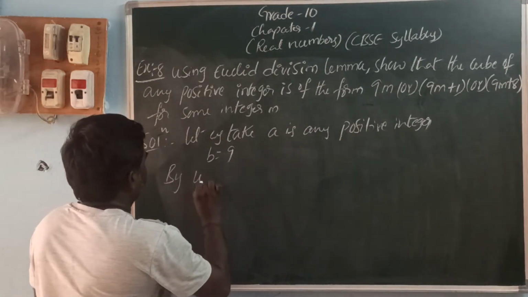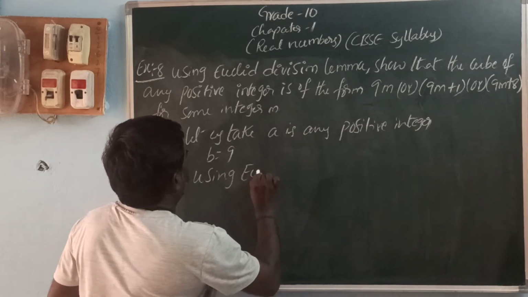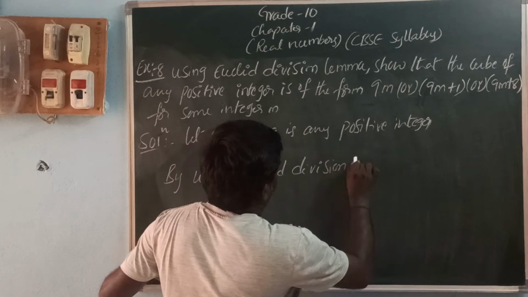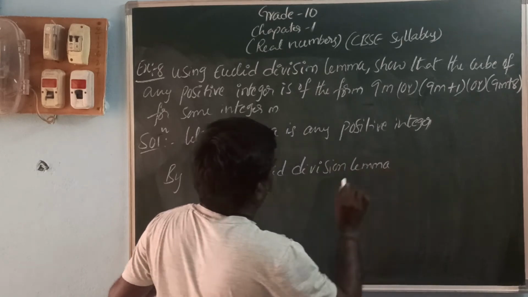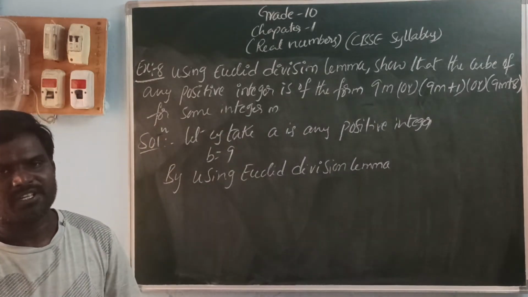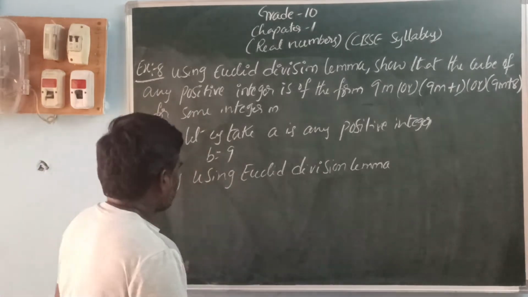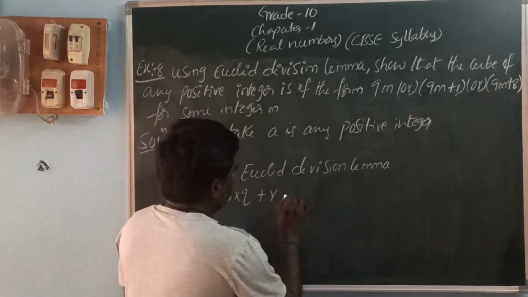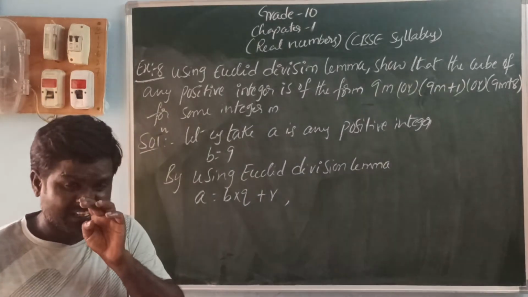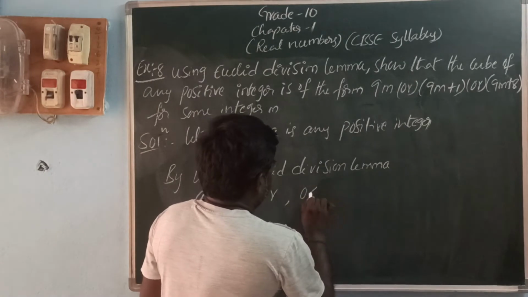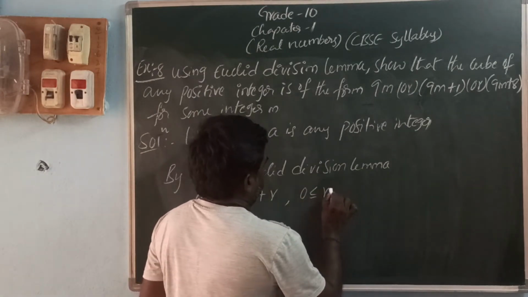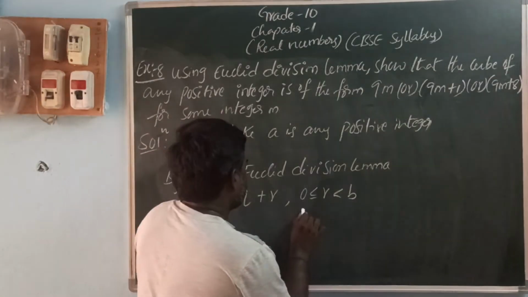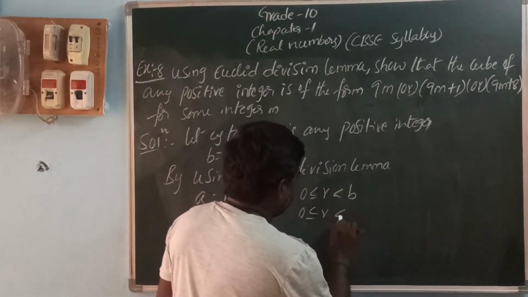So, by using Euclid's division lemma. What is Euclid's division lemma? Dividend is equal to divisor into quotient plus remainder. That is, a is equal to b into q plus r. The condition on r, the relation between remainder and divisor, is 0 less than or equal to remainder less than the divisor. Here the divisor is how much? 9. So 0 less than or equal to r less than 9.